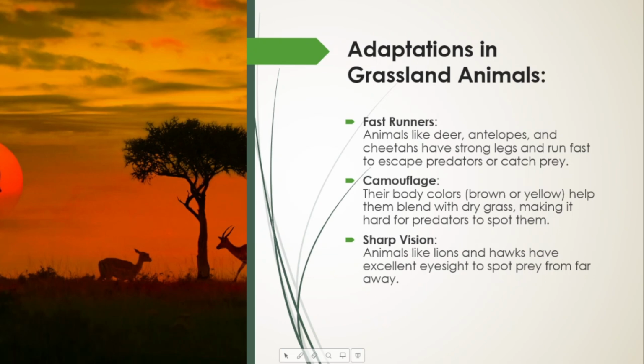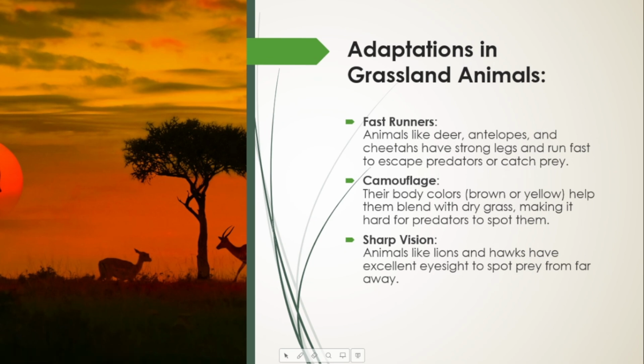Next, coming to the adaptation in grassland animals. Till now we have seen what adaptations are seen in plants. Now let's see what adaptations are seen in animals. The first adaptation is fast runners. Animals like deer, antelope and cheetahs have strong legs and run faster to escape predators or catch prey.